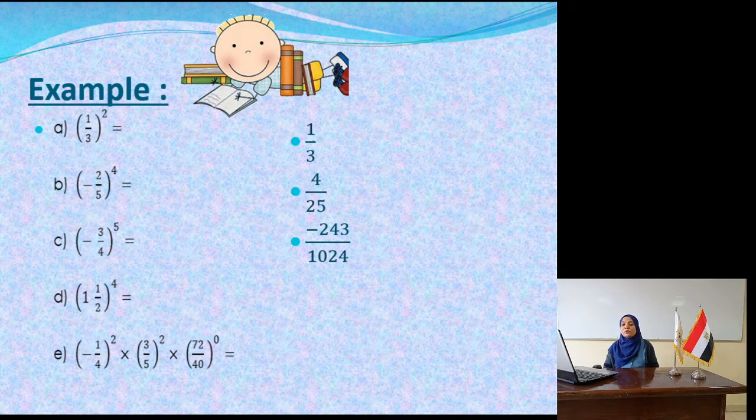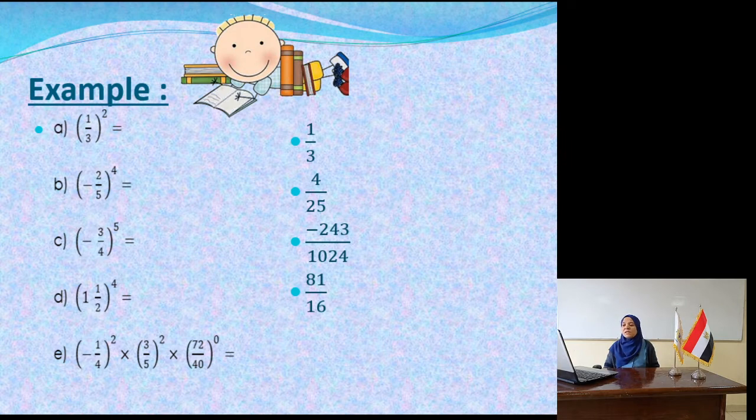(Negative 3 over 4) to the power 5. The power here is odd, so the result will be negative. Negative 3 to the power 5 equals negative 243, and 4 to the power 5 equals 1024. If we have a mixed number like 1 and 1 over 2, firstly we change it into an improper fraction. 1 multiplied by 2 equals 2, plus 1 equals 3 over 2, and distribute the power. 3 to the power 4 equals 81 and 2 to the power 4 equals 16.